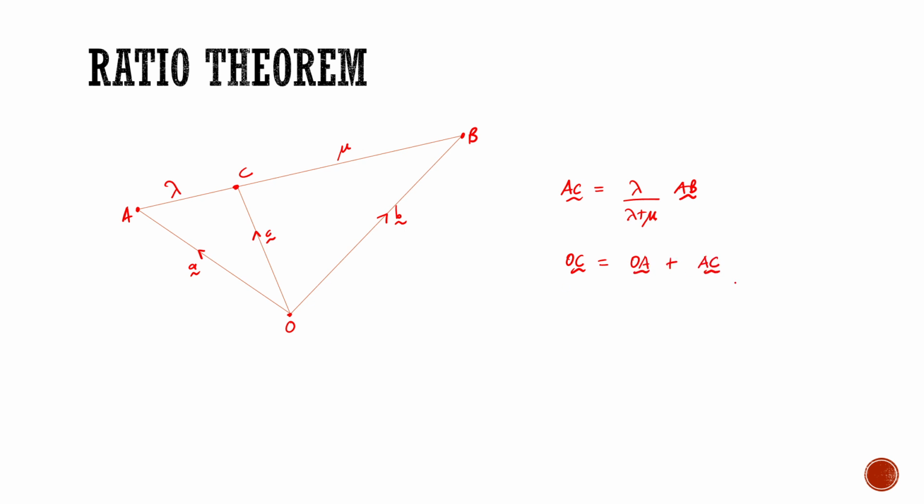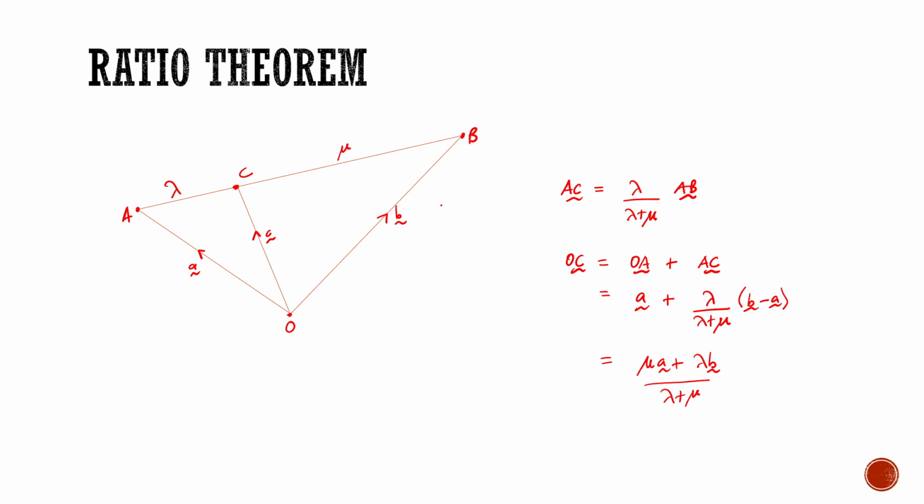So this would be a plus lambda out of lambda plus mu times AB. But from our knowledge of vectors already, we know that AB is in fact OB minus OA, which is b minus a. And so when you simplify this, you get mu a plus lambda b out of lambda plus mu. And that is the expression for the position vector of point C.